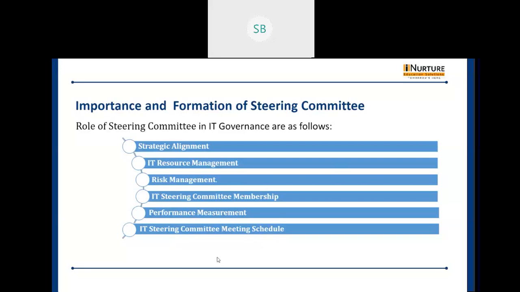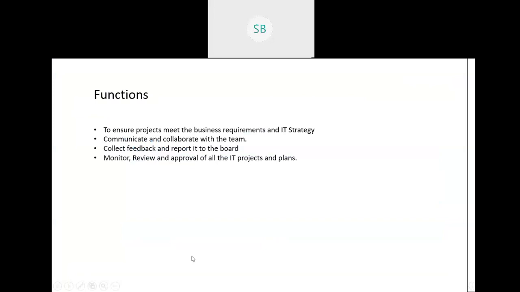Next, what are the functions of the committee? I have written a few things. First, to ensure that the project meets the business requirements and the IT strategy. Obviously we should meet the business requirements and the IT strategy, and as I told you, we have to communicate with the team and report to the board members. So they have communication with both of them.